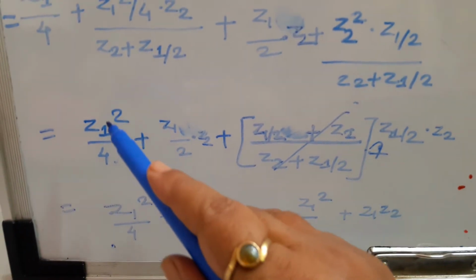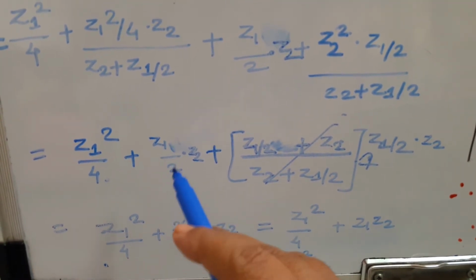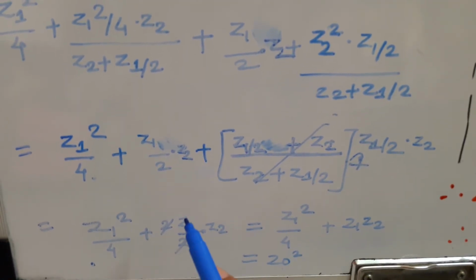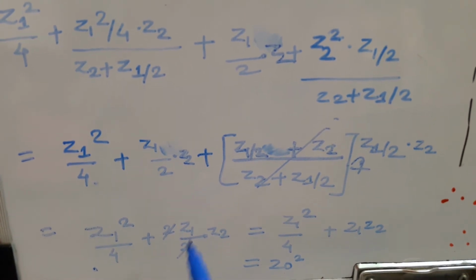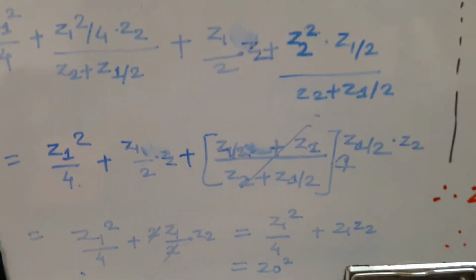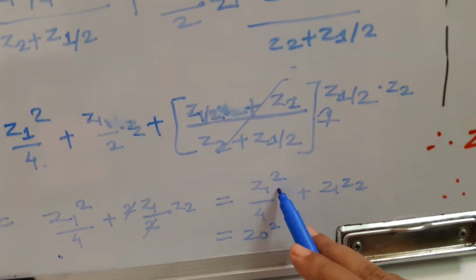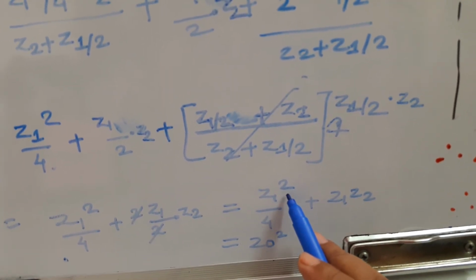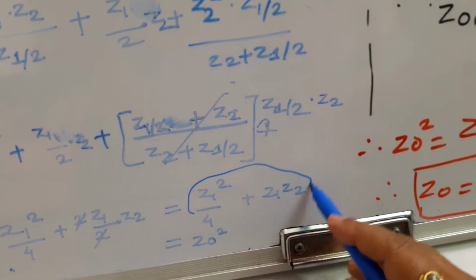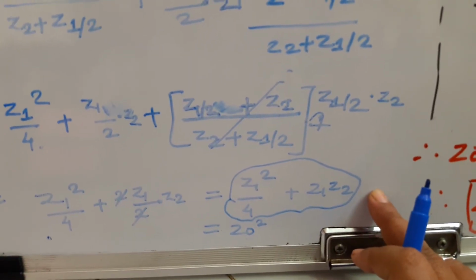So we will have Z1 square by 4 plus Z1 by 2 dot Z2 plus Z1 by 2 dot Z2, which means 2 times Z1 by 2 dot Z2. So the 2 got cancelled and we have Z1 Z2 here. This calculation you have to do in rough work so that you will get this term. I am explaining, but until you write in the notebook, the concepts are not clear. So Z1 square by 4 plus Z1 into Z2. We know this is nothing but the characteristic impedance of a symmetrical network. We derived it in a previous video, you can refer to it.